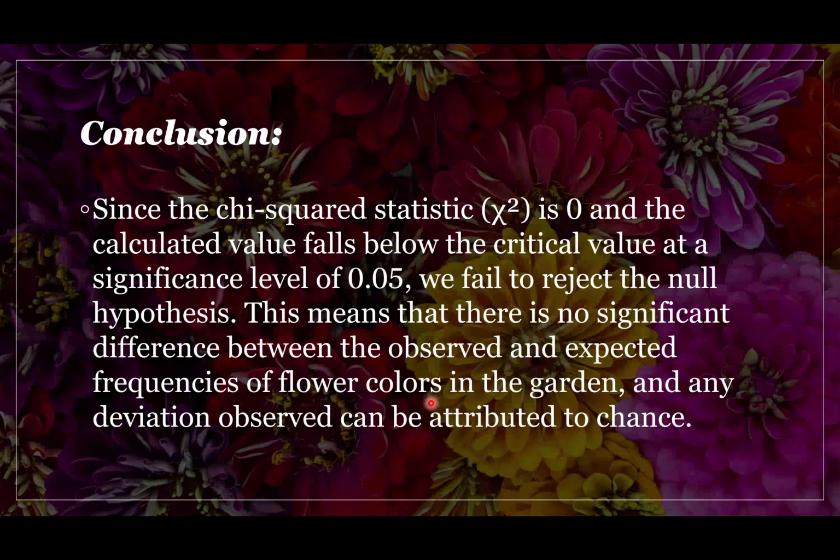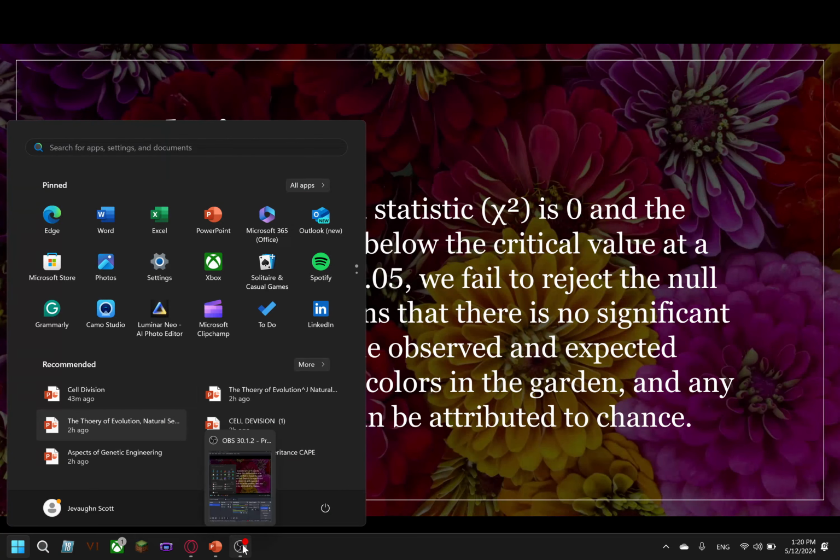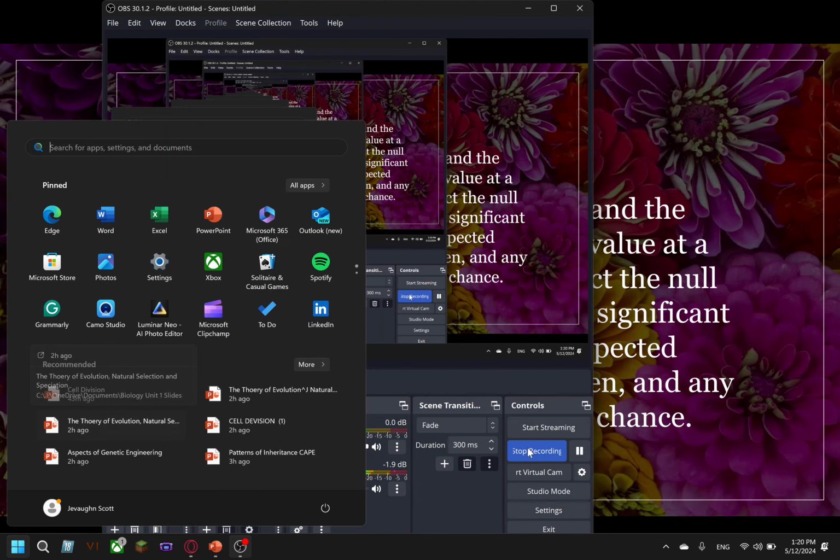That is the end of understanding our monohybrid and dihybrid crosses, the importance of those crosses, and using those crosses to interpret the statistical data in a chi-square test.